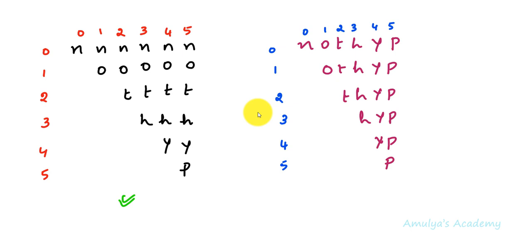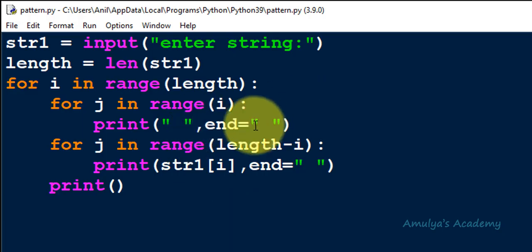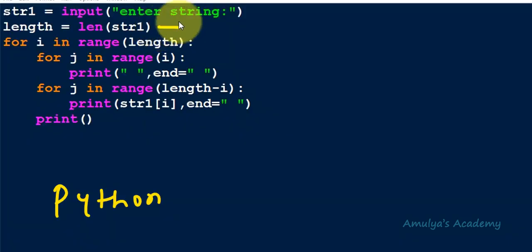So to print this pattern, I'll use the same program and I'll make a few changes here. First here we can see we are taking the input and we are storing that in str1, right? If I take the input as Python, then str1 becomes Python. When I find the length, I'll get 6. The length of the Python string is 6. Next we'll execute the for loop, for i in range. So i value becomes 0 first, next 1, 2, 3, 4, 5.